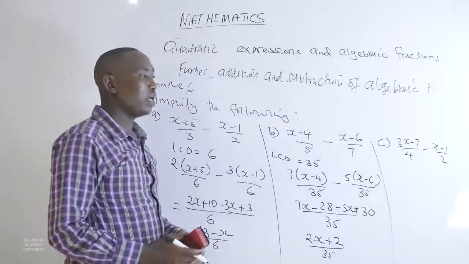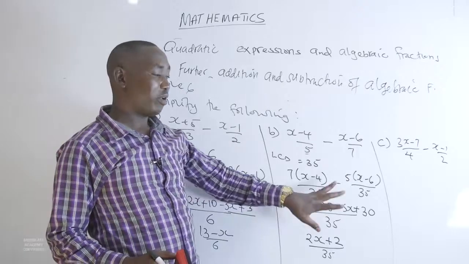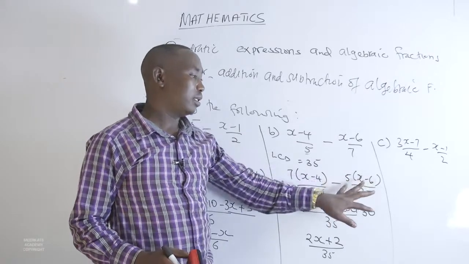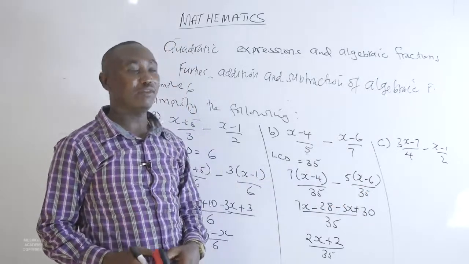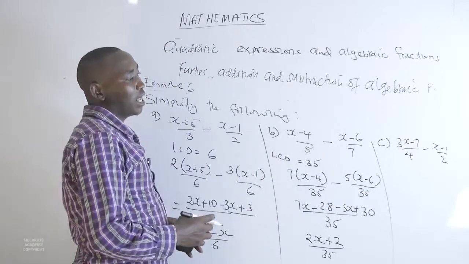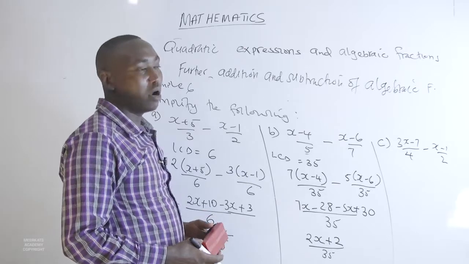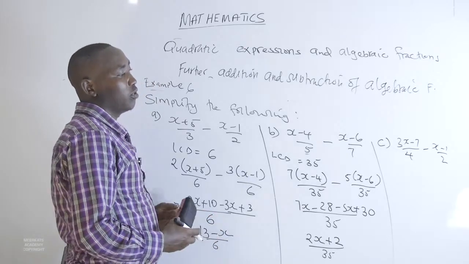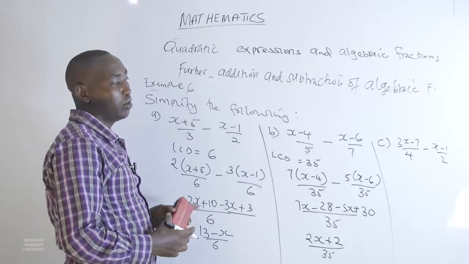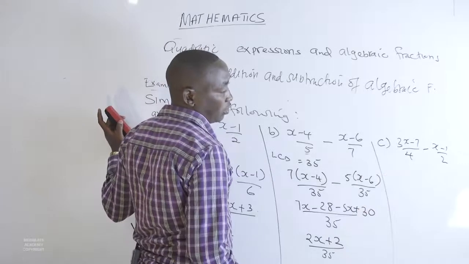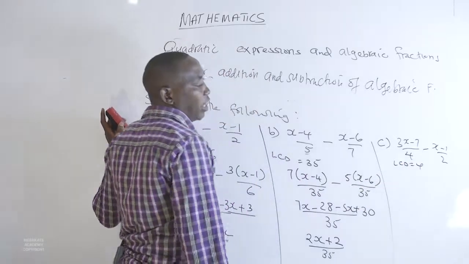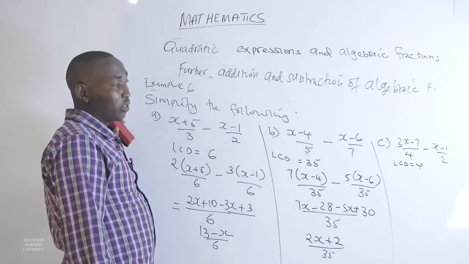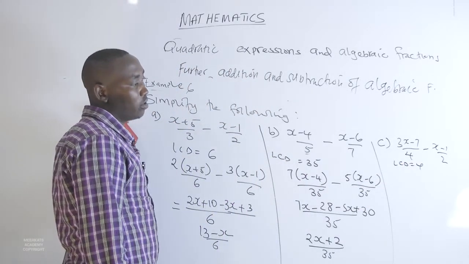So the main point of concern is the negative, how it plays us off with another negative. Lastly, we have 3x minus 7 over 4, subtract x minus 1 all over 2. Now the LCD is going to be 4. We now seek to rewrite those fractions using the LCD as 4.